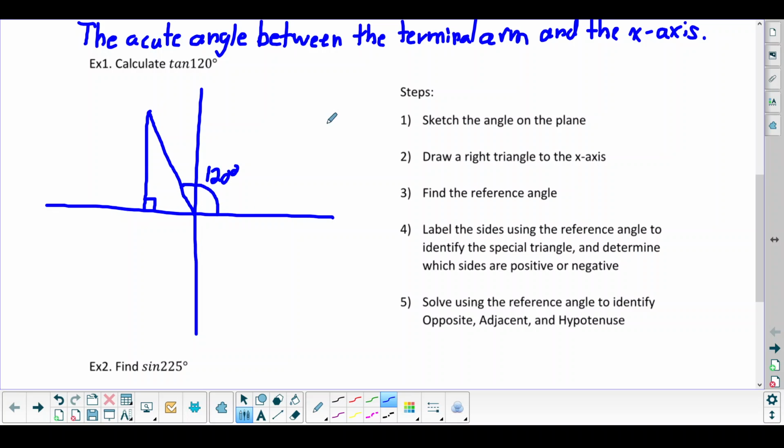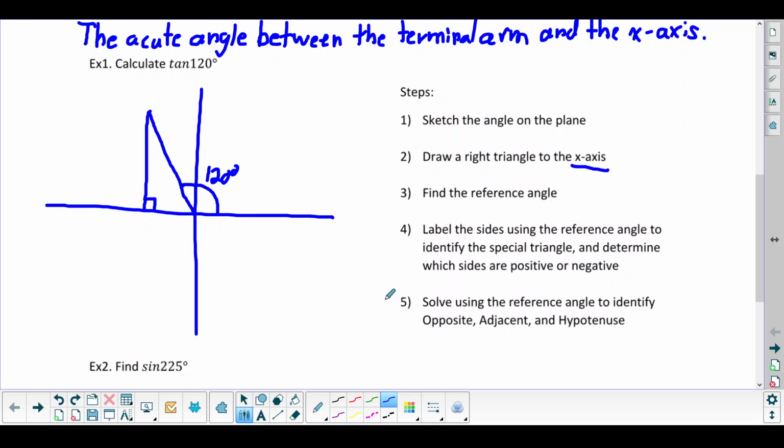It's important we always form it to the x-axis. We could have drawn it like this, and we would have got a right angle triangle, but that's not what we want. This is to the y-axis. We always want it to the x-axis.